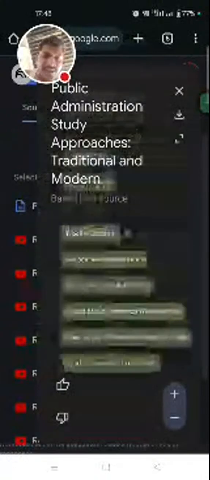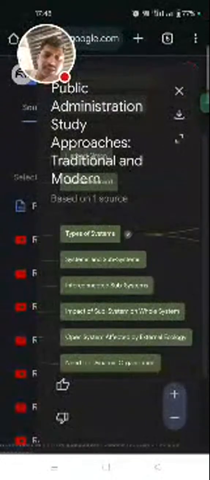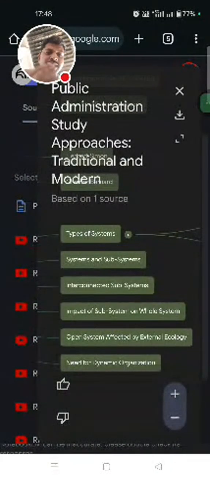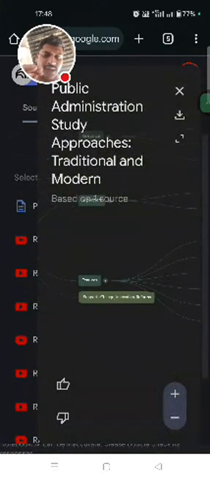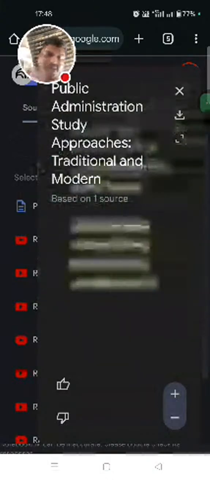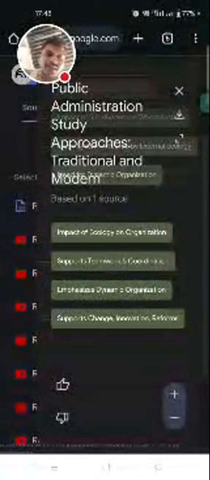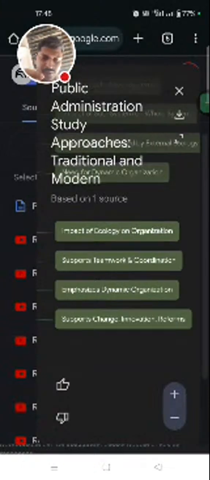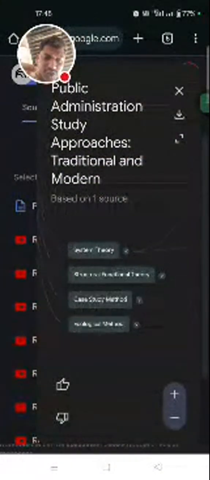Then what is a system and a subsystem? Subsystems are interconnected to become a big system. The impact of a subsystem: every subsystem has an effect on the whole system. An open system is affected by external ecology, and the need for a dynamic organization is stated in this system theory. Then the relevance of the system theory: impact of ecology on organization, support for teamwork and coordination, and an emphasis on dynamic organization and support of change, innovation, and reform.